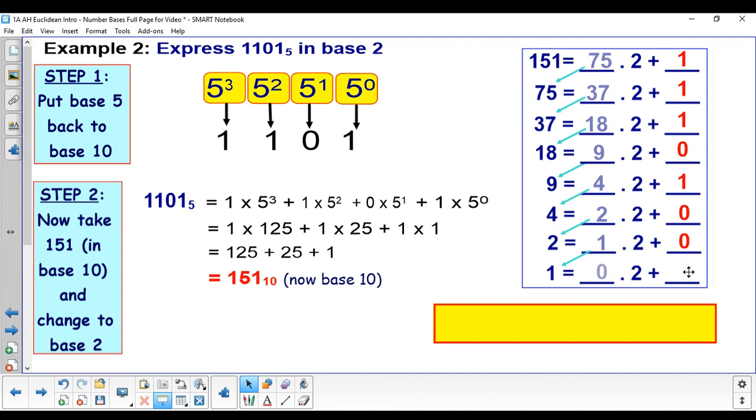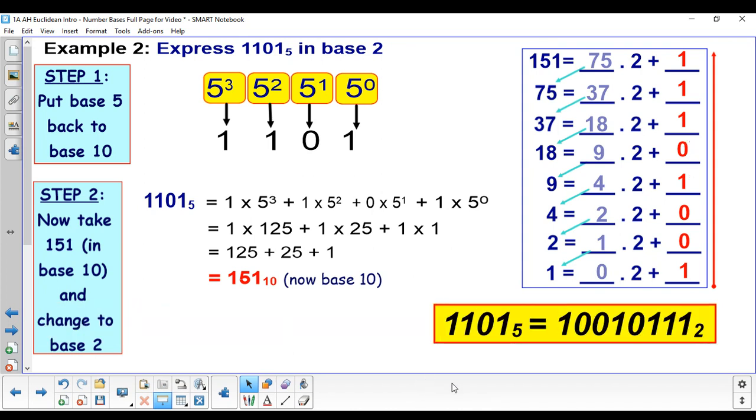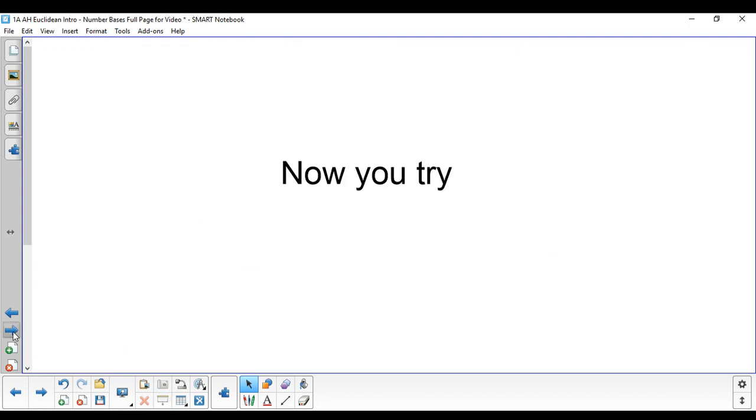This worked perfectly before, it's just the way life is. Okay? 1 0 0 1 0 1 1 1. There we go. Okay? Now you're going to try. So you go from a base, change it to base 10, and then deal with what you're trying to change it to.